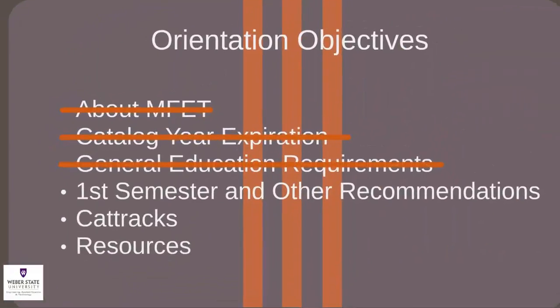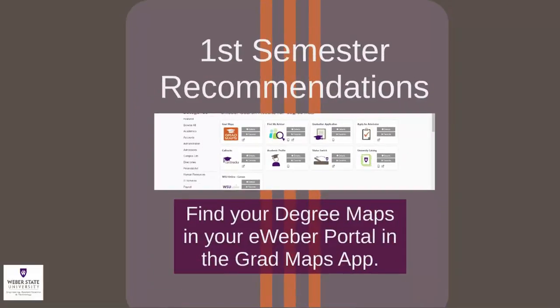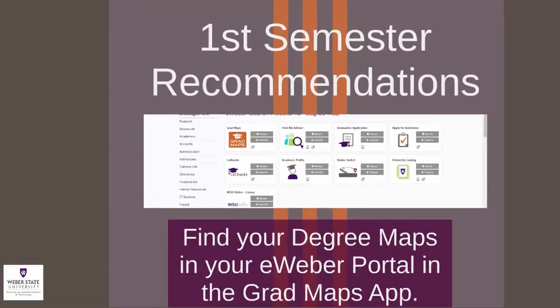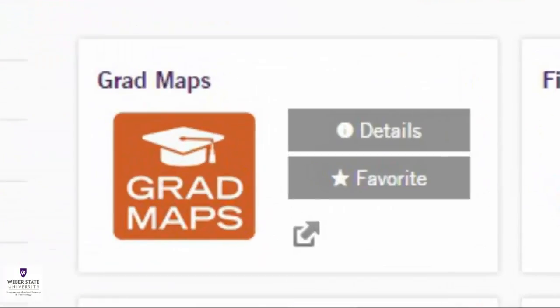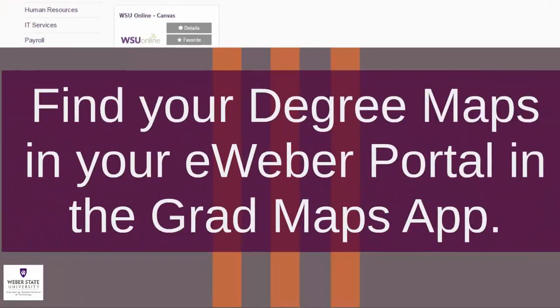You can find a suggested semester schedule for incoming freshmen attending the fall semester in the GradMaps app in your eWeber portal. Weber State offers courses during 3 semesters each year: spring, summer, and fall. If you are a freshman starting your first semester in the spring or summer, you will need to adjust the suggested schedule shown on the grad map, taking the courses offered during the semester you are attending.